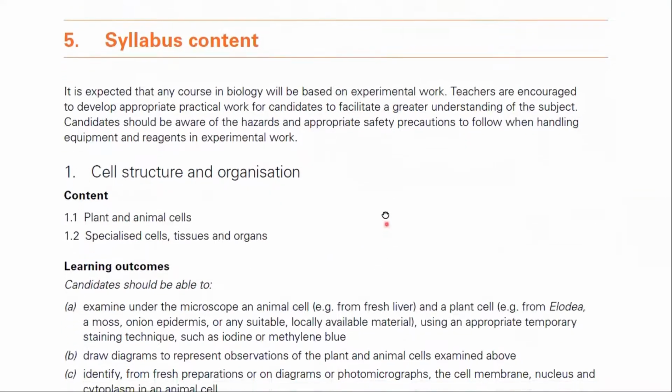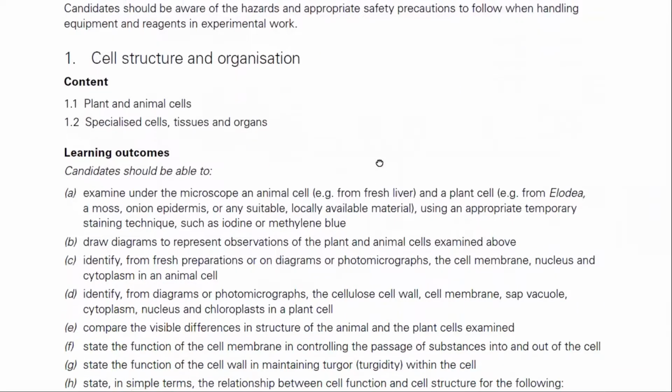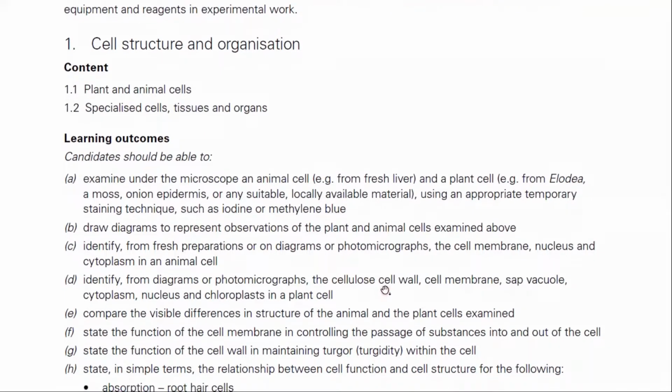If we talk about the syllabus content, you have a first chapter known as cell structure and organization, in which we will be focusing on plant and animal cells. You may have seen my first lecture, demo lecture on plant and animal cells, where we discussed the differences between plants and animals, microscopic features, the specialized cells, including red blood cells, root hair cells, and muscle cells. We also discussed the differences between tissues, organ system, and organism.